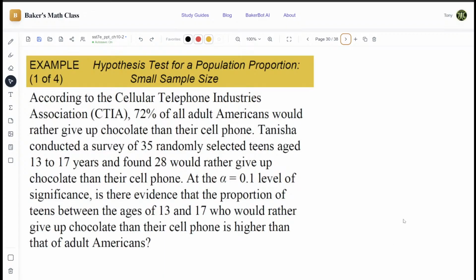According to the Cellular Telephone Industries Association, CTIA, 72% of all adult Americans would rather give up chocolate than their cell phone. Tanisha conducted a survey of 35 randomly selected teenagers, aged 13 to 17, and found 28 would rather give up chocolate than their cell phone. At a significance level of 0.1, is there evidence that the proportion of teens between the ages of 13 and 17 who would rather give up chocolate is higher than the percentage of adults?